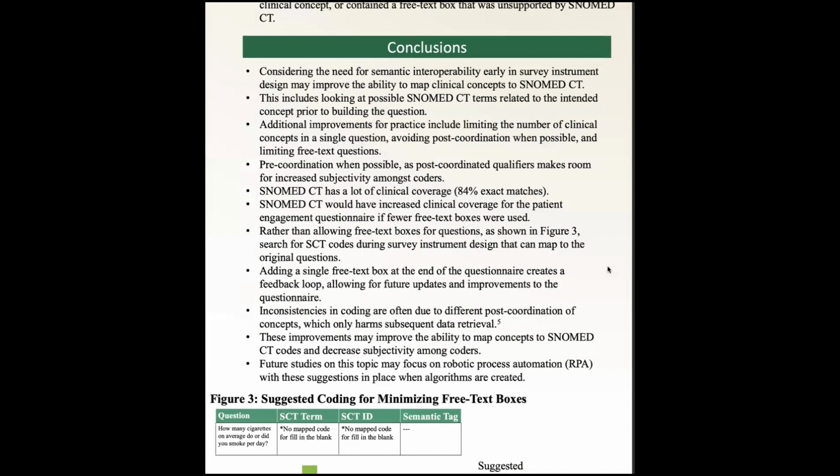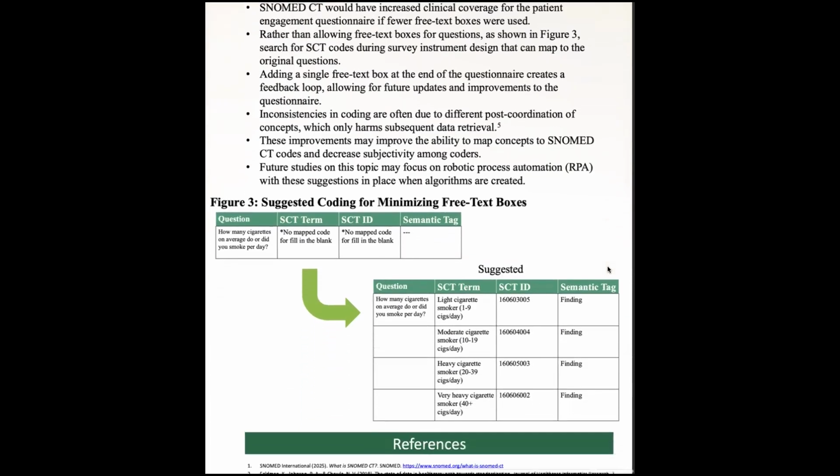Some of our conclusions were that considering semantic interoperability early in instrument design is crucial, as it allows a health organization to look at possible SNOMED CT terms related to the intended concept prior to building the question. Inconsistencies in coding are often due to different post-coordination of concepts, which helped us identify a best practice of limiting post-coordination. In addition to less free text boxes and only having one clinical concept within a single question, as shown in figure 3. So for example, they might ask how many cigarettes on average do or did you smoke per day, rather than leaving that as a fill in the blank.